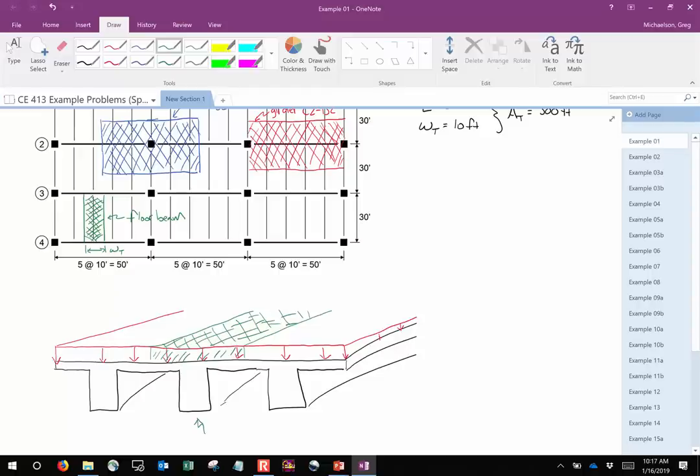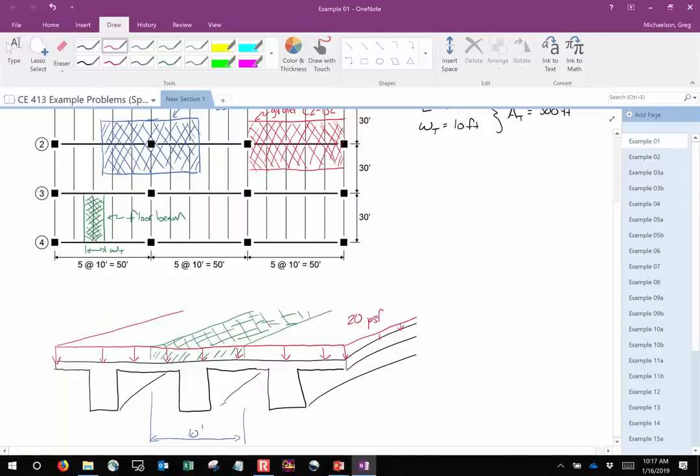So far, so good? Now, remind me, what is this dimension right here? What is that tributary width? 10 feet. Okay, so this dimension is 10 feet. And that pressure load was what? It was 20 pounds per square foot? That's what it was for this problem?